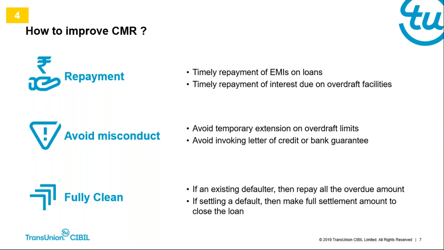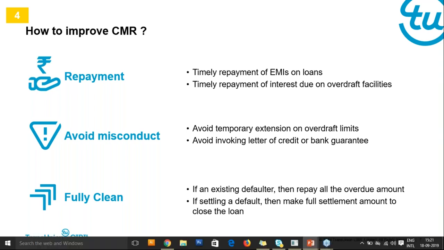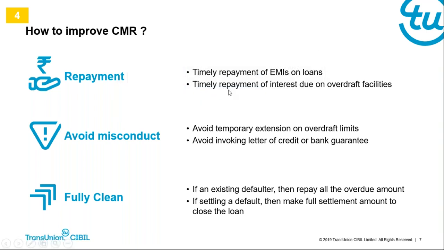Second, if you have an overdraft type of facility, an OD type of facility, then the interest gets due on those facilities. It's important that you make the interest payments on time for those overdraft facilities. So for an EMI type of facility, typically your monthly installments are due, make those on time. And for overdraft facilities, typically your monthly interest is due, make sure that you make that on time. Keep the timely repayments on. It's more of a credit hygiene that you need to maintain.